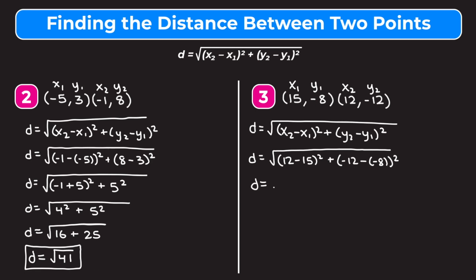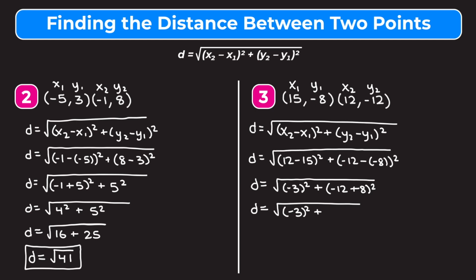And now I'm going to simplify. So 12 minus 15 is negative 3, so I have negative 3 squared, plus, we're going to rewrite negative 12 minus negative 8 as negative 12 plus 8, that entire thing squared. I'll keep the negative 3 squared as is for now. I'll simplify it in the next step. You could also simplify it now if you'd like.